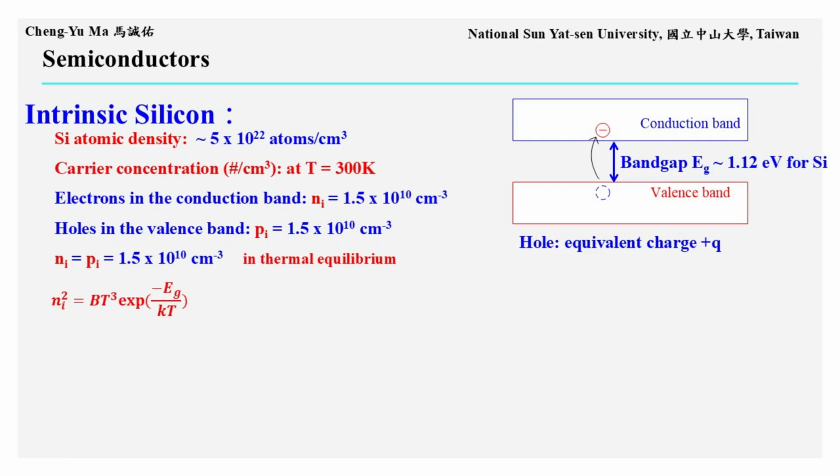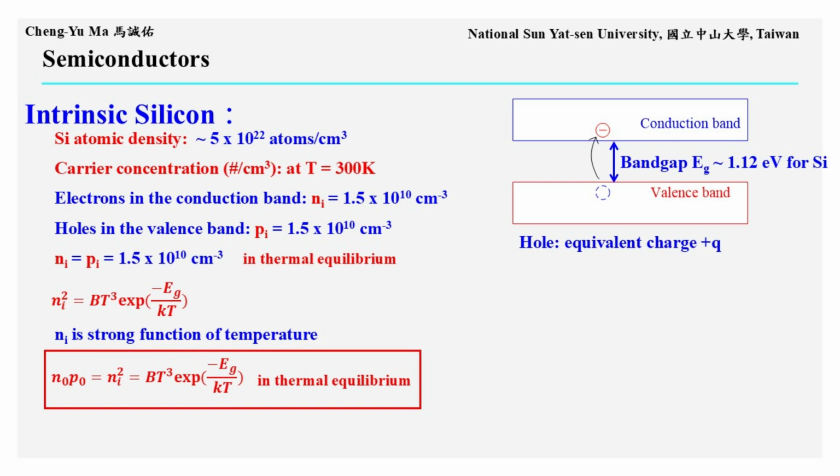Therefore, Ni squared equals a material constant B multiplied by T cubed, and then multiplied by the exponential of negative Eg divided by kT. The higher the temperature, the higher the environmental thermal energy. As the thermal energy of valence electrons increases, the probability that they can transition to the conduction band increases, which increases the intrinsic carrier concentration. From the equation, we can see that Ni is a strong function of temperature. This point is very important. It means that the electrical characteristics of electronic devices made from semiconductor materials are strongly related to temperature.